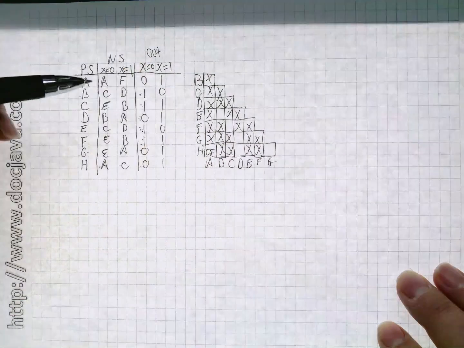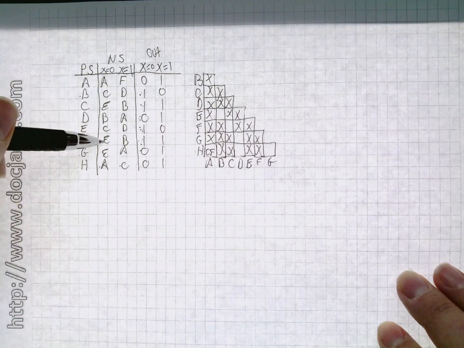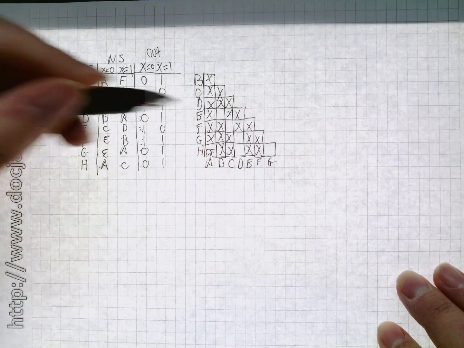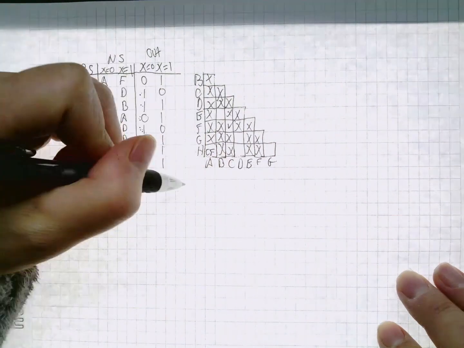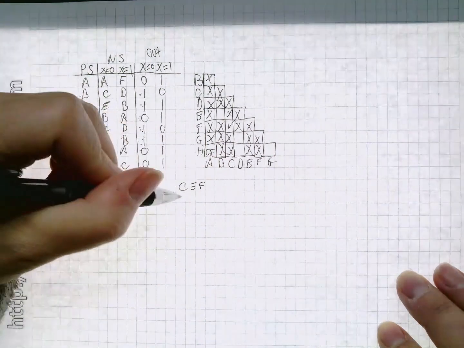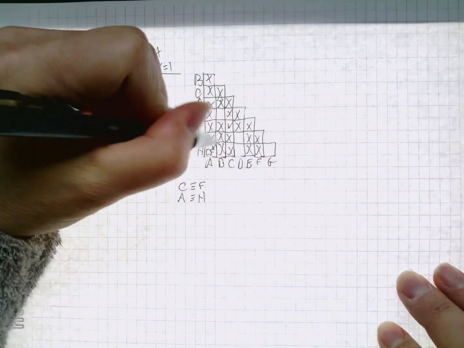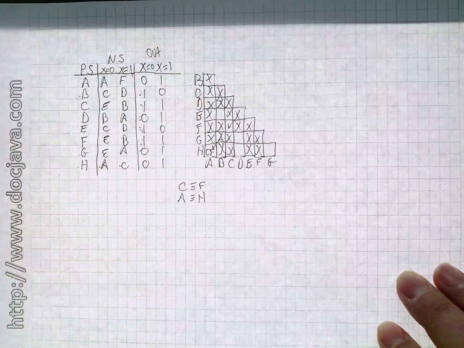So let's look up CF. Well, C will be equal to F if E equals E. Well, it does do that. And if B equals B. So C does equal F. C equals F, or is equivalent. A is equivalent to H. So we got a couple of equivalencies already.